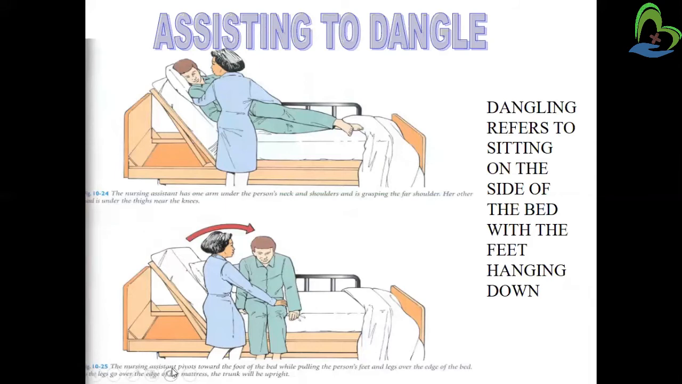Second, that is assisting a dangle. How can we assist a dangle? Dangling refers to sitting on the side of the bed with the feet hanging down. As shown in the image, a person is lying on one side on a bed, and then the feet are hanging down. In a crossed manner the legs are placed and hang down off the bed. So this is the dangling. It can also be applied in the sitting position in the bed area.